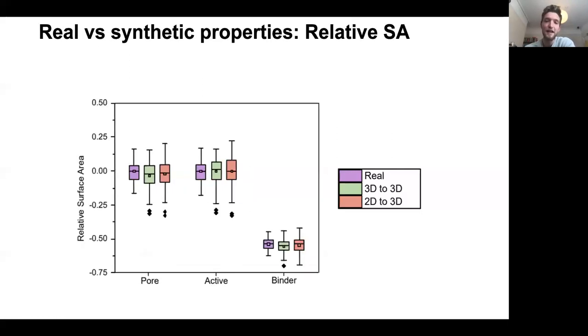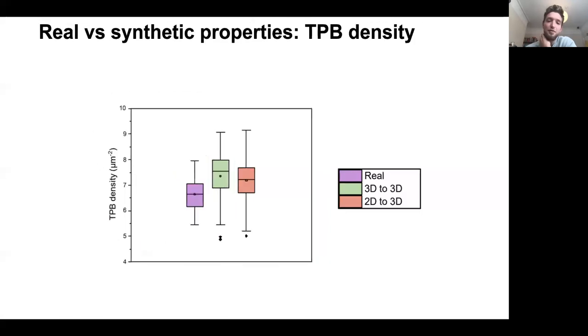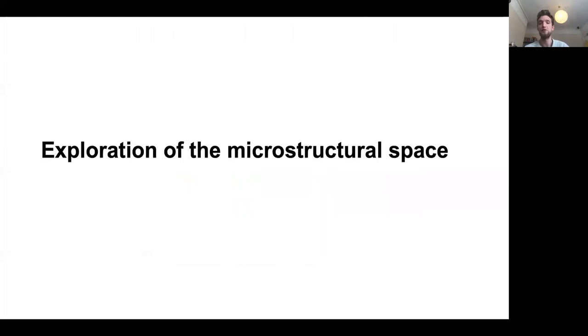If we look at surface area, again, we have very good matching of these distributions with some outliers. Effective diffusivity is the same, and triple phase boundary density. So again, we're producing realistic samples, and this time just from a single 2D slice instance, we can produce realistic 3D samples. Okay, so I've spoken about how we can produce realistic instances. I've spoken about how we can go from 2D instances to 3D instances, but these are tools that are useful.